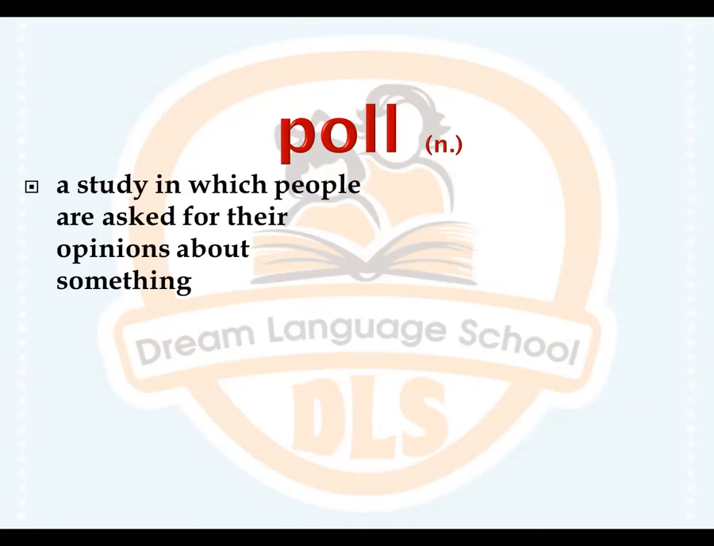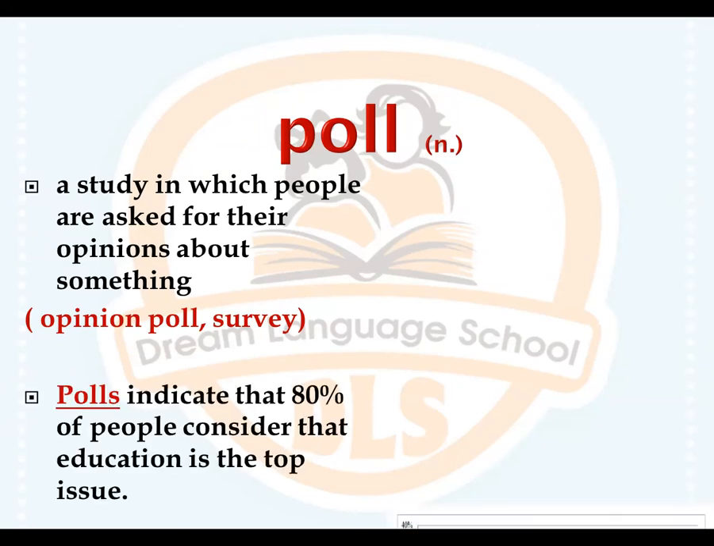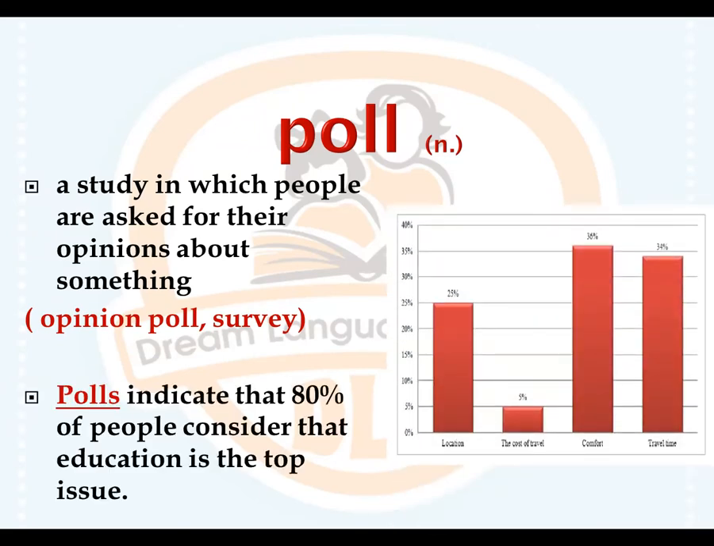Poll is like vote. Do you know the vote? Voting. A poll is a study in which people are asked for their opinions about something. You can say survey or opinion poll or vote also. When I say polls indicate that 80% of people consider that education is the top issue. Okay, poll. Again, poll means survey, means opinion. Poll means vote, voting.